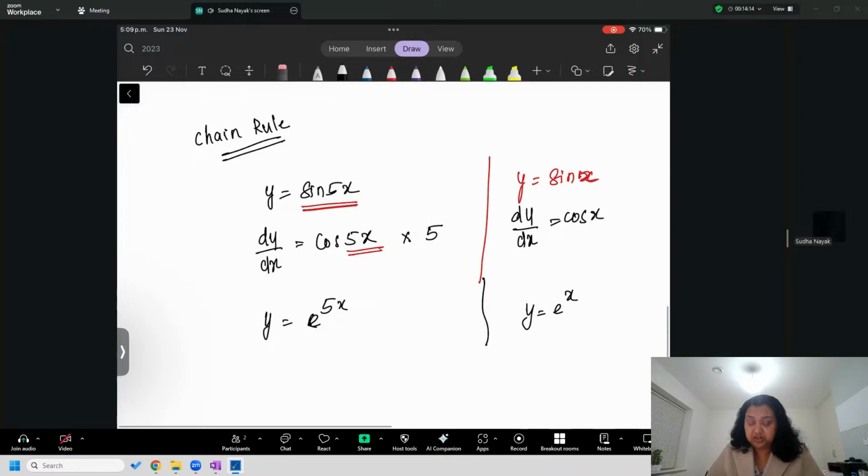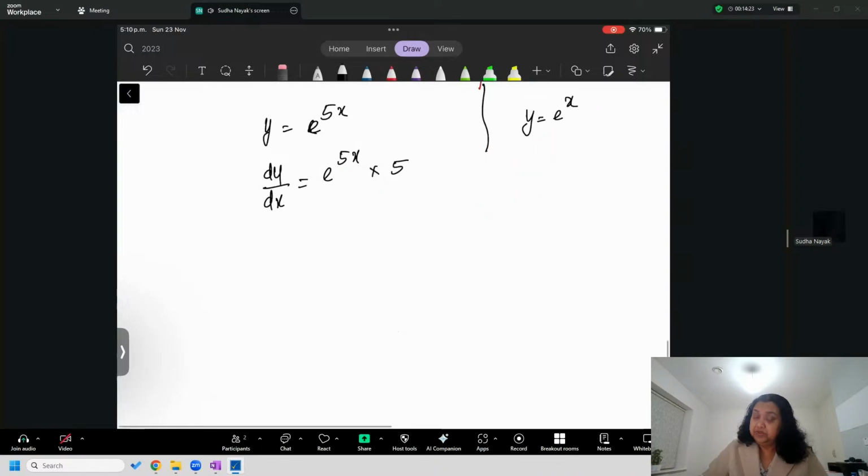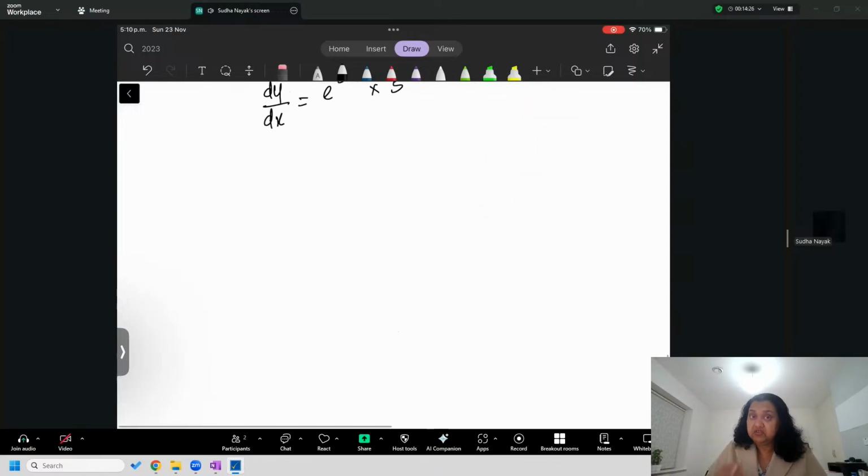I mean, you have to use the chain rule. So dy by dx is equal to e to the power of 5x times 5. Okay, simple as that. Now, one important change in the Leaving Cert is, they will not give you any kind of small questions like this.